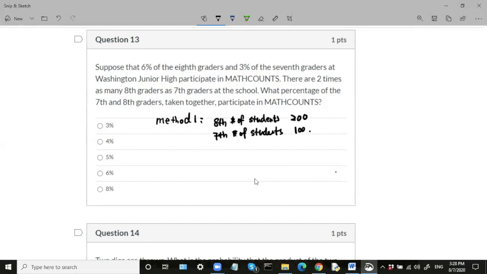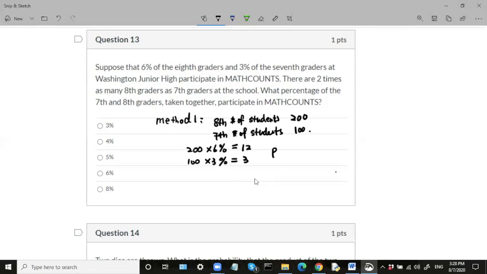Okay, so we know 8th grade, 200, times 6%, equals 12 students participate in Mathcounts, right? And 100 times 3% equals 3. So 3 students of 7th grade participate in Mathcounts.